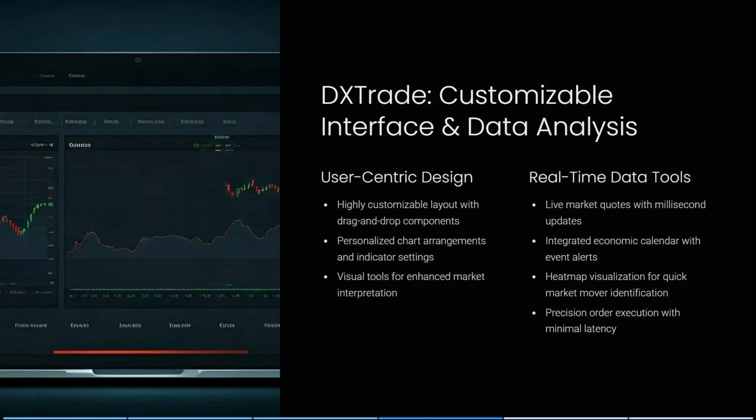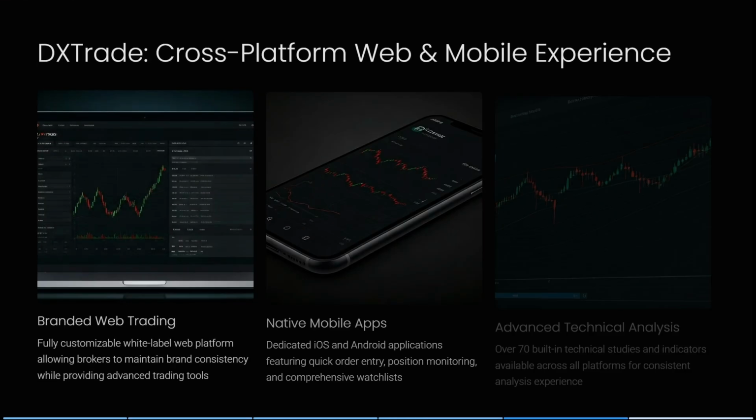Okay, so let's have a look at DXtrade now. DXtrade offers a user-centric design. It is designed around the needs of the user, so it has highly customizable layouts with a drag and drop component system. It also has personalized chart arrangements and indicator settings. It has visual tools for enhanced market interpretation, and you also have a bunch of real-time data tools. So you have live market quotes with millisecond updates, integrated economic calendars with event alerts, a heat map visualization for quick market mover identification, and also a precision order execution with minimal latency.